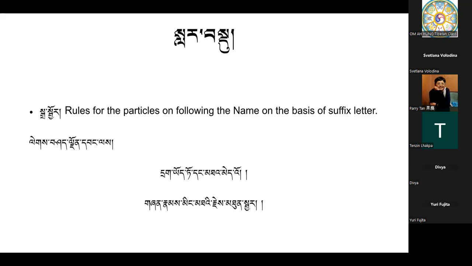So now we know that Lerdu is not an independent particle. It's a dependent particle. What does it depend on? It depends on the suffix letter of the name it wants to associate with or follow. So what are the rules? The rules are already stated in the Tree of Excellence speech. So this is the rule, from the Tree of Excellence speech.